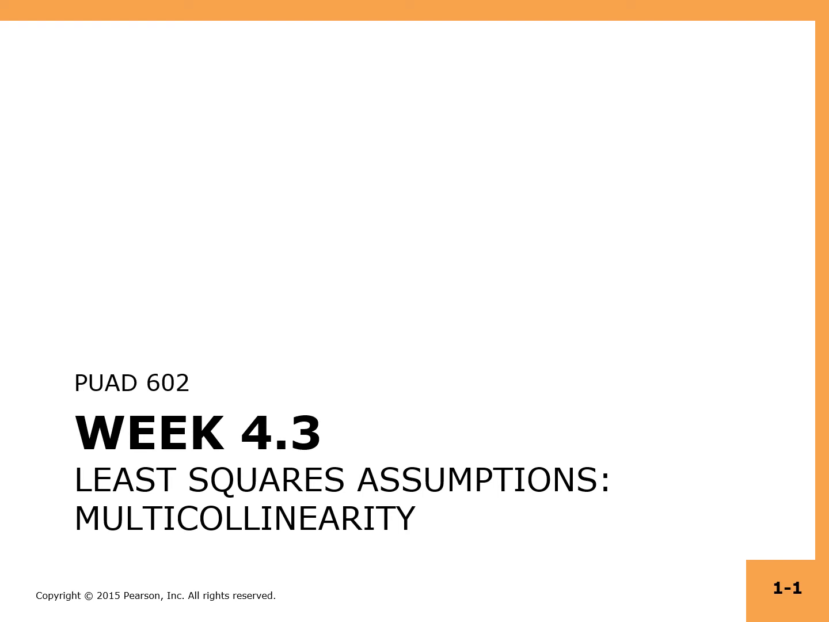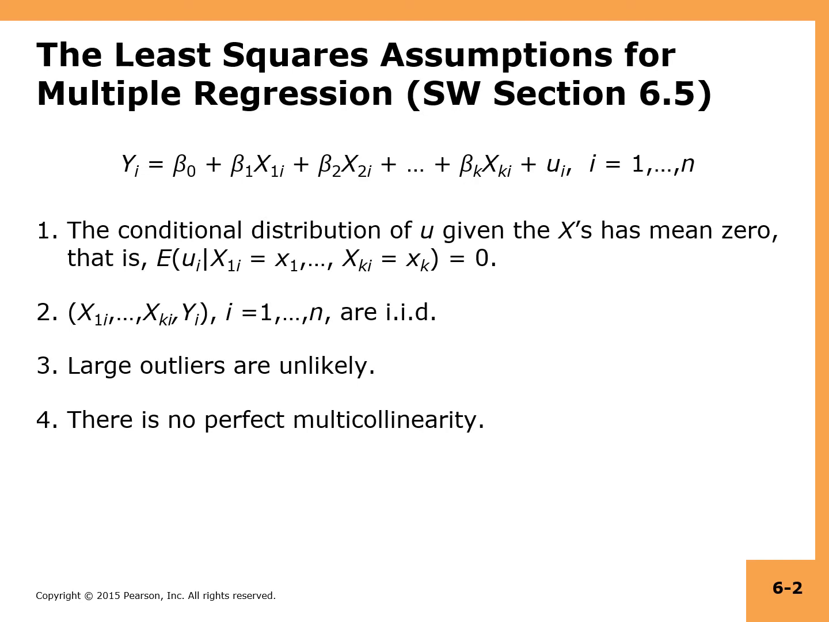This is the third lecture of the fourth week, and we're going to discuss least squares assumptions focusing on multicollinearity. So there are four assumptions for the multiple regression. Assumptions 1 through 3 overlap or are the same as the simple linear regression. The last assumption regarding multicollinearity is the one that's only applicable for multiple regression. So we're going to focus most of our time on the last assumption.